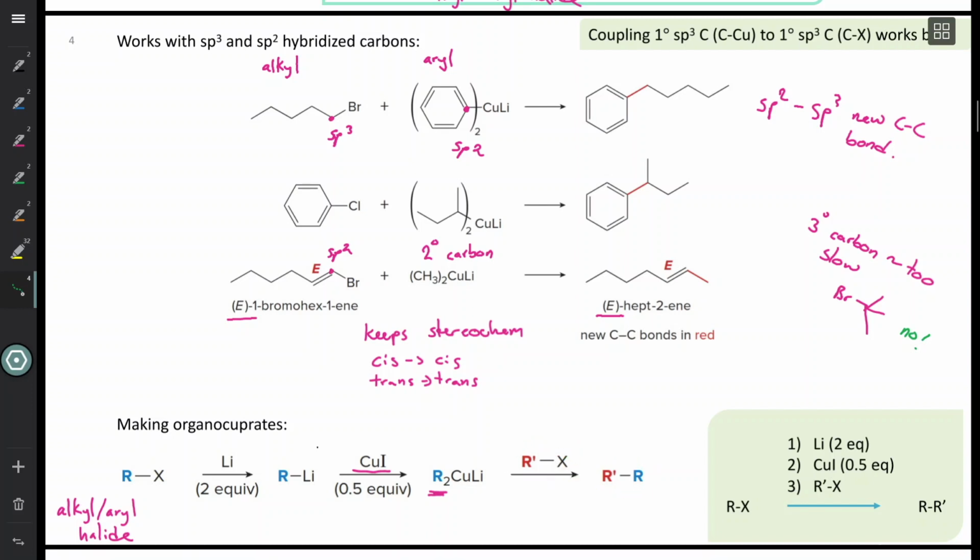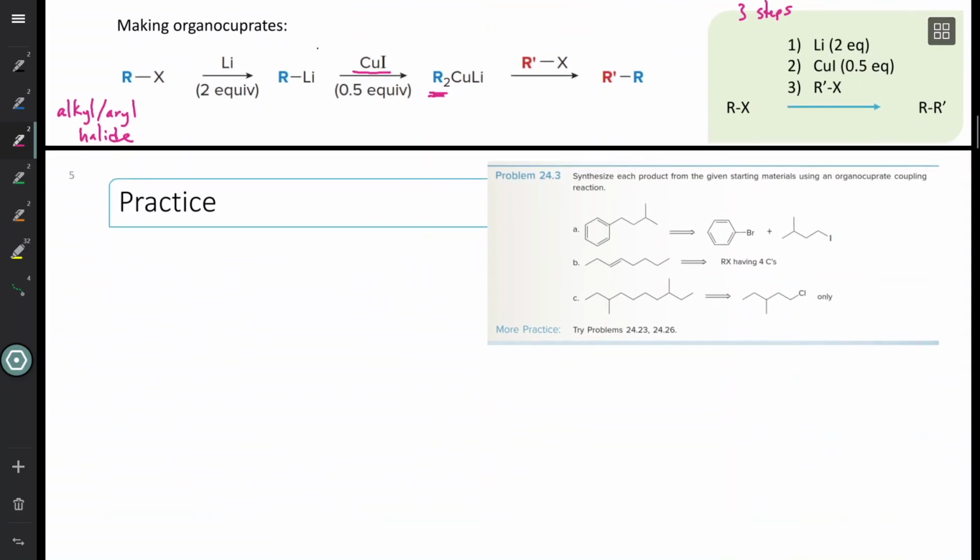So just written out a different way, if you want to go from an alkyl halide to the CC bond formation, it's generally in three steps: lithium, copper iodide, and then your electrophile. Well, your second alkyl halide. And that's basically the extent of how much we have to go into this.